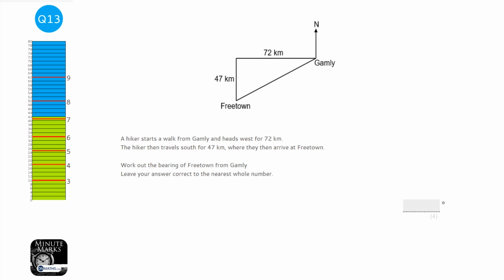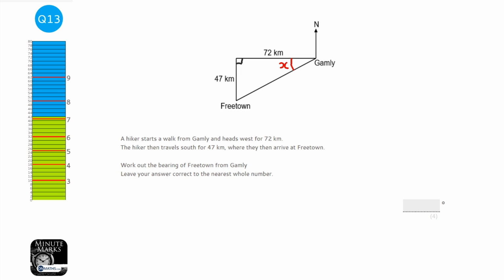Okay, so this question looks like a standard bearings question, but something you might notice is there's no angles in it. So if there's no angles in it, we need something else, and that something else is going to involve the right angled triangle here. We can see there's a right angled triangle, and we know that when we've got a right angled triangle with two sides, we can find an angle with trigonometry. I'm going to call this angle x.